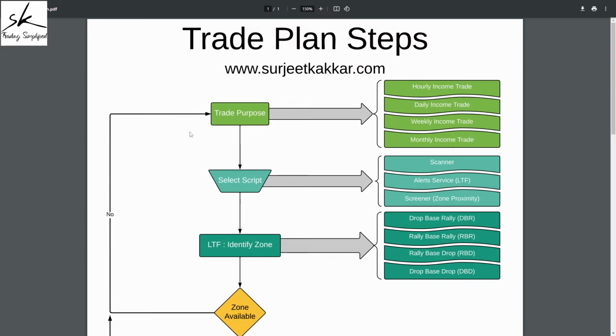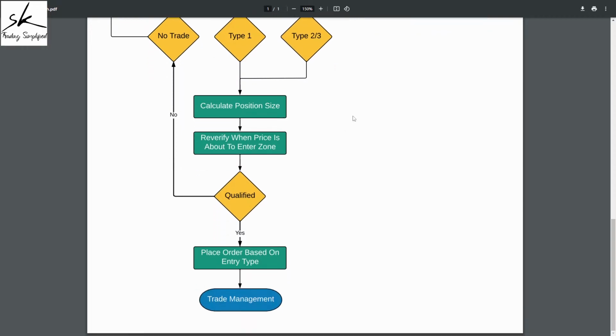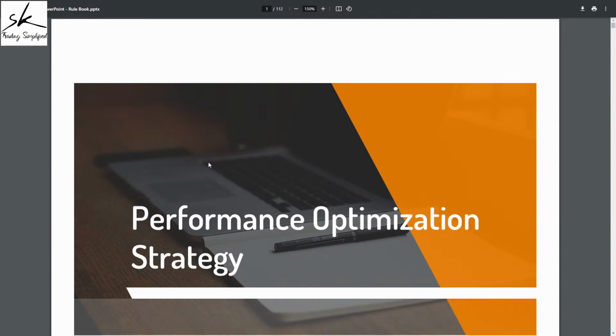In fact, not one document, I've created two documents for you. The first one is the trade plan steps, which is basically a flow chart that guides us on what we need to do as a demand and supply trader step by step. Every step has its own elaborate rules, and those rules can be found in the rule book. Again, I'll add that this rule book is a conservative approach. With time, with experience, you can definitely make it more in sync with your personality style. If you want to make it more conservative, you can. If you want to make it aggressive, you can do that.